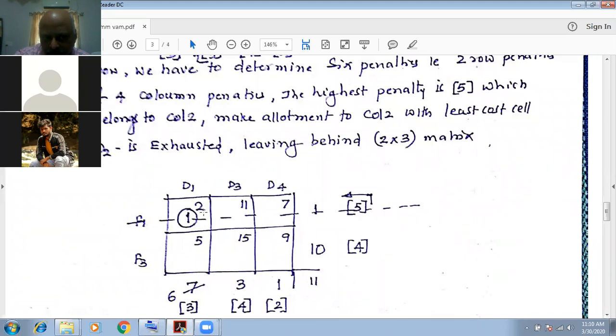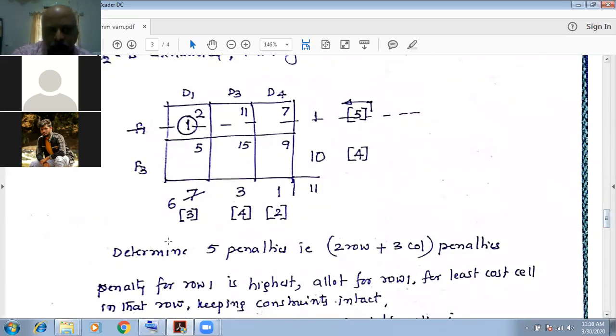So to the least cost cell, D1. If I make an allotment of 1 out of the 7, showroom number 1 can still keep 6 units. Is it clear? So now determine the 5 penalties. I am left with 6 units here, and this row, this factory, is completely exhausted.